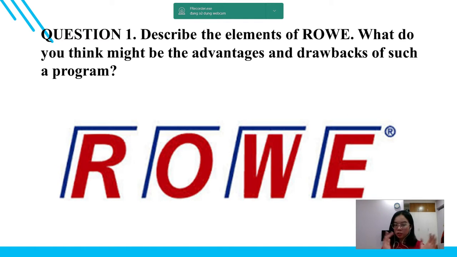So for question 1, ROWE is about changing the work culture of the organization, which is infinitely more difficult than changing the schedule. The advantage of ROWE is that it creates an environment of trust where employees are treated as adults, accountable for getting work done on their own schedule. Employees are also empowered from knowing that their superiors trust them to get the job done. On the other hand, ROWE has a significant drawback. It's the loss of synergy.